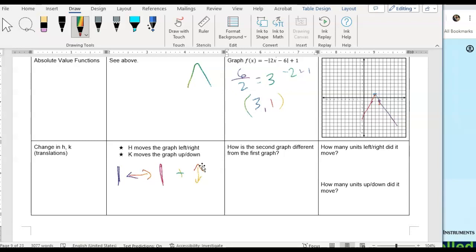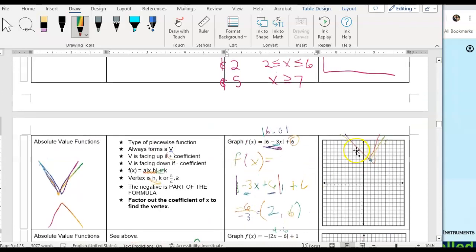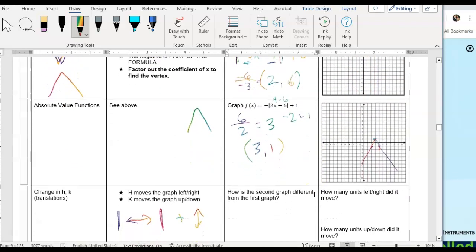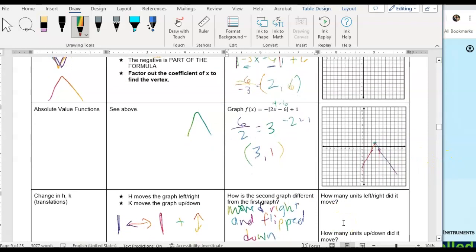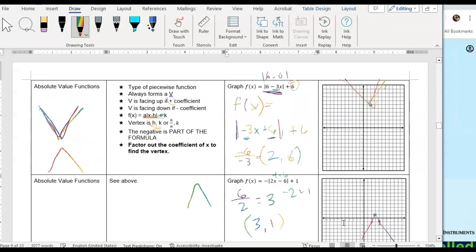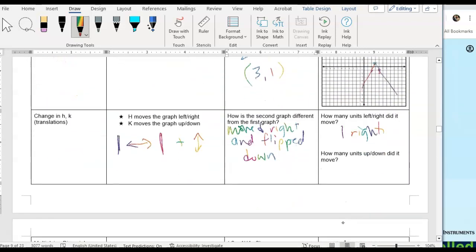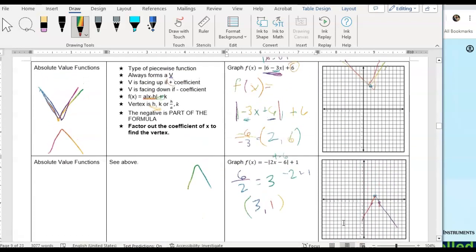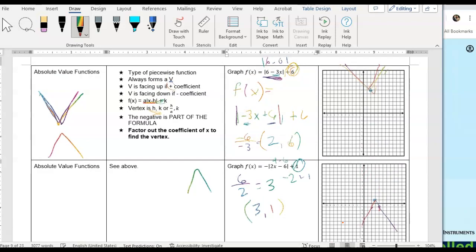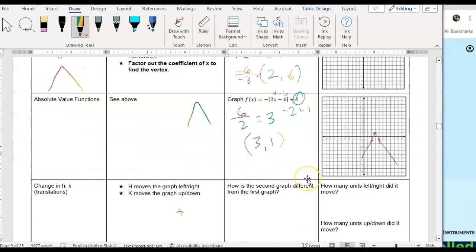So how is the second graph different from the first graph? It's different from the first graph in that it moved right and flipped down. It says how many units left or right did it move? So it moved 1 right, and then up or down it moved down 5. And we can see that here with a 6 and a 1, right? So the vertex moved down. All right.